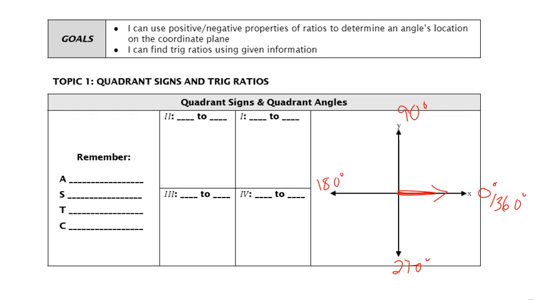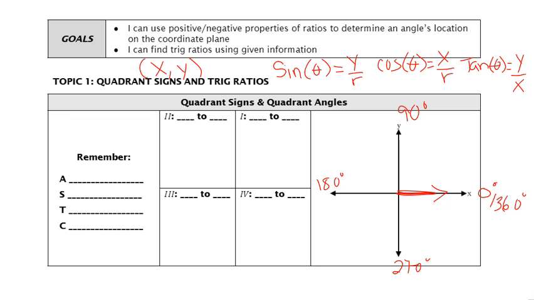Just kind of a reminder, we saw a table in the last video. So points are obviously in the form of (x, y). Sine, we said, was y over r, where r was the hypotenuse. Cosine was x over r, where r was the hypotenuse. And tangent, we said, was y over x, right? Where r is always positive.